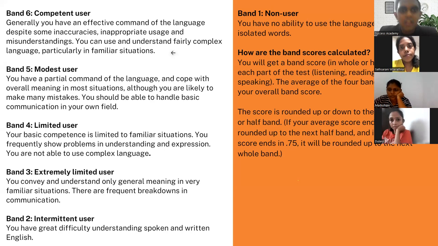Band 5 is an average user. That is most of us Sri Lankans. We have an okay level. We can understand the language.